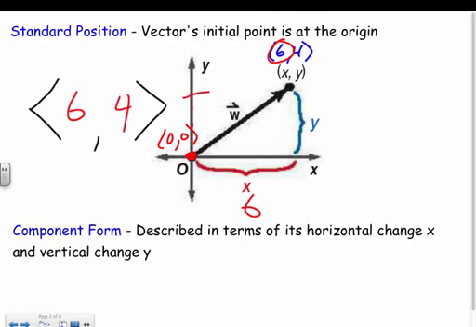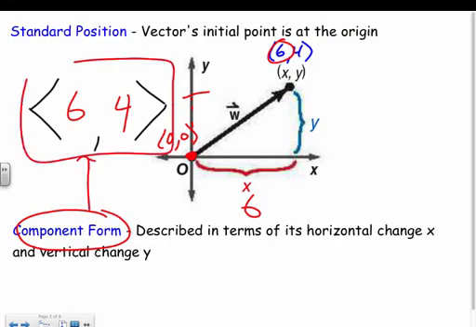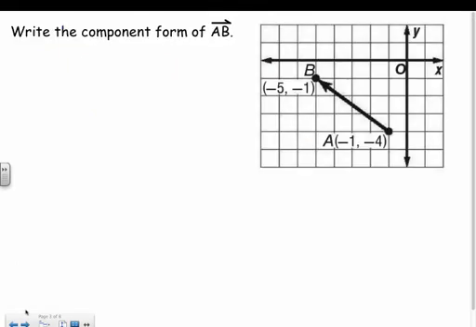So in this case, I didn't really have to subtract anything because 6 minus 0 is 6, 4 minus 0 is 4. But the biggest thing is component form, we need to write it with the brackets instead of parentheses, because then I know it has a distance of 6 in the x direction and a distance of 4 in the y direction. Let's try one here. This will make more sense. So write the component form of AB. So once I see component form, I know I'm going to write it with my brackets.